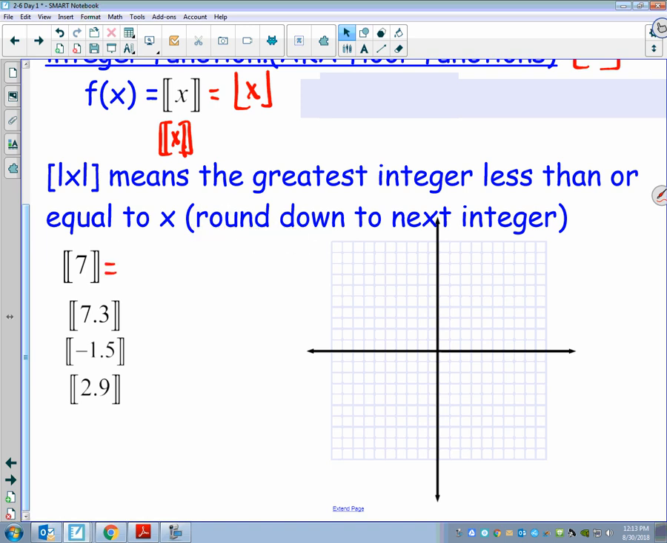So at 7, I get 7. But at 7.3, it rounds down to the closest number, which is 7. Negative 1.5 is going to round down to negative 2. And even though 2.9 is so close to 3, it always rounds down, so it's going to round down to positive 2. So what does that mean when we graph this?